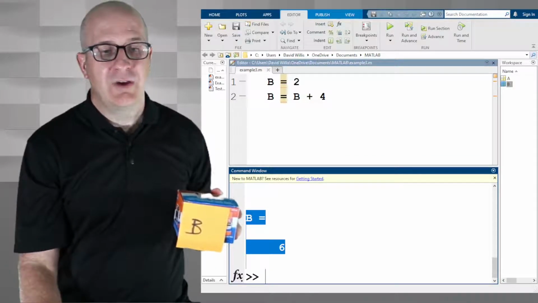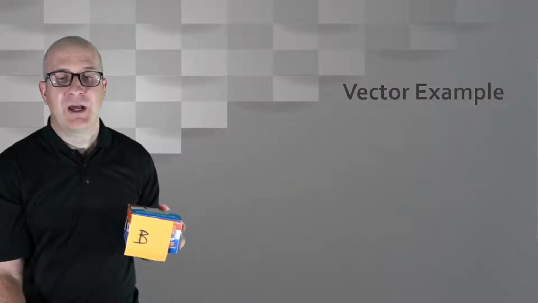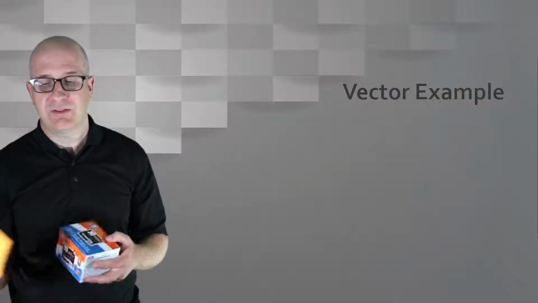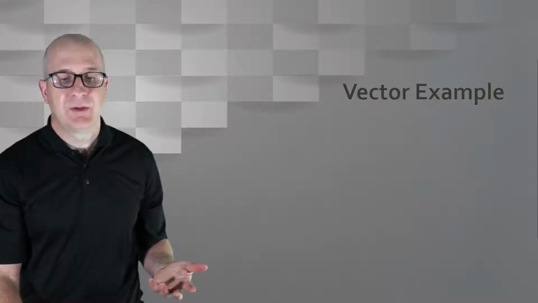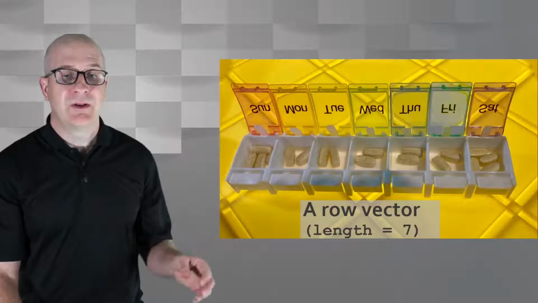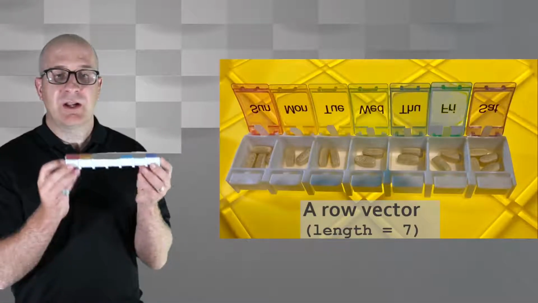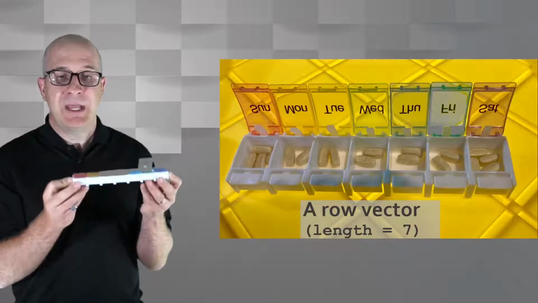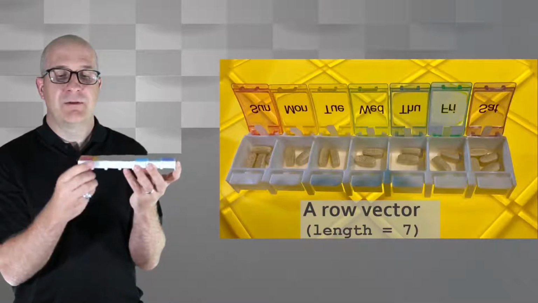So let's go back to our PowerPoint here and take a look at what other things we can look at. The second example we're going to look at is a vector example. In this vector example, what we're going to look at is not just a single box, but all of a sudden now I've got a pill box here with different days of pills in it.